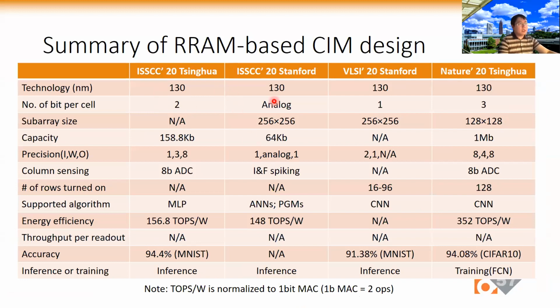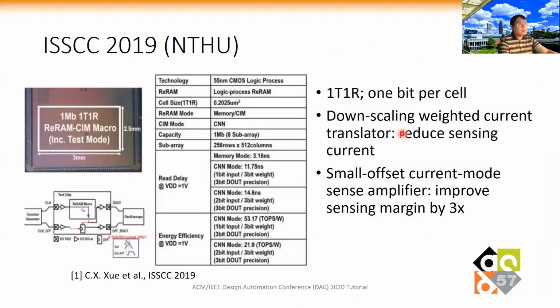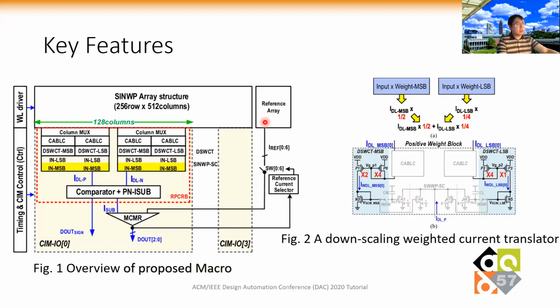As there are more RRAM-based designs, I will skip the details. I will just talk about a few designs that are representative. The first one is from National Tsing Hua University in Taiwan. This one is using the 55 nanometer CMOS logic process, and the RRAM is logic process compatible. I think this RRAM is from TSMC. In this design, it uses 1T1R, and it is 1 bit per cell. That means it's binary.